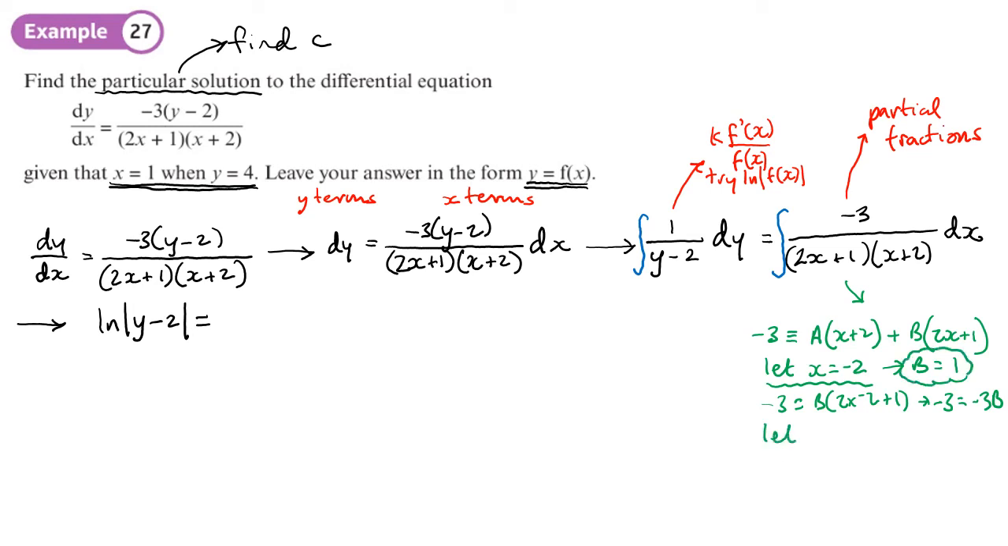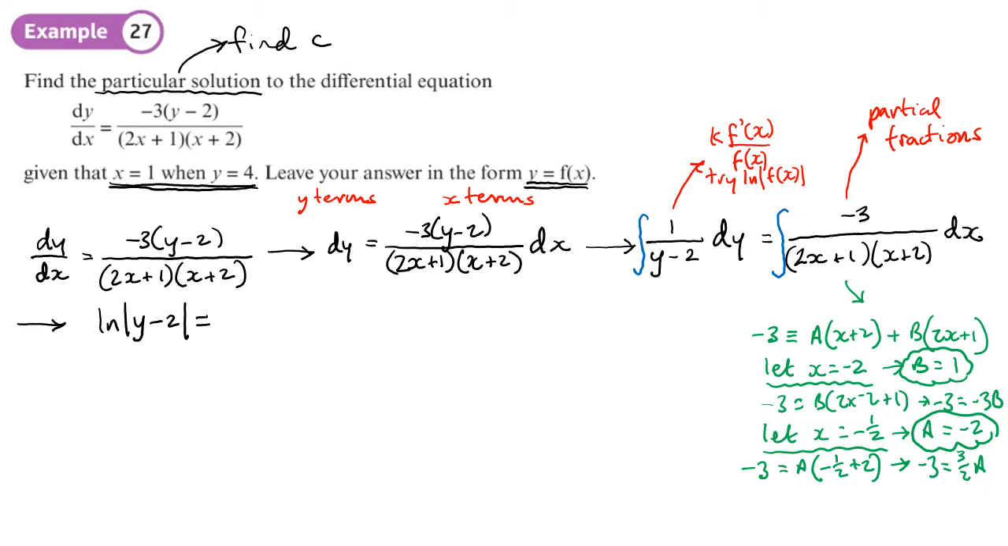So now we will let x equal -1/2, in which case I would have -3 equals A times -1/2 plus 2. So that would give me -3 equals 3 over 2 A. So that then would give me A equals -2.